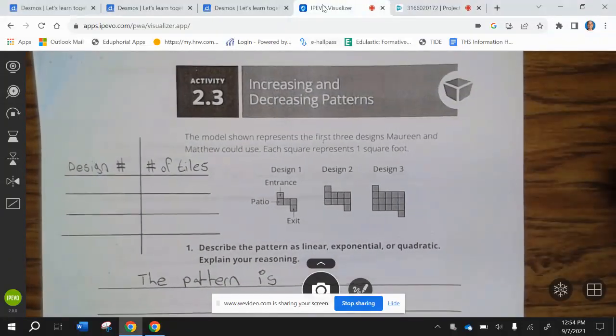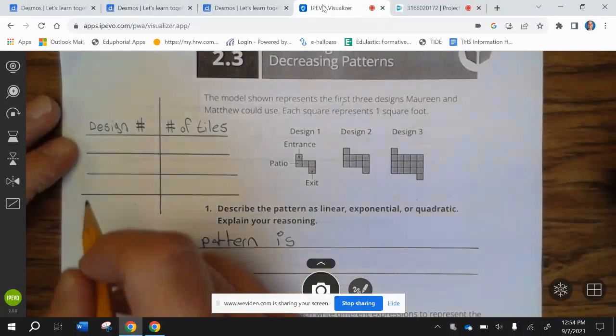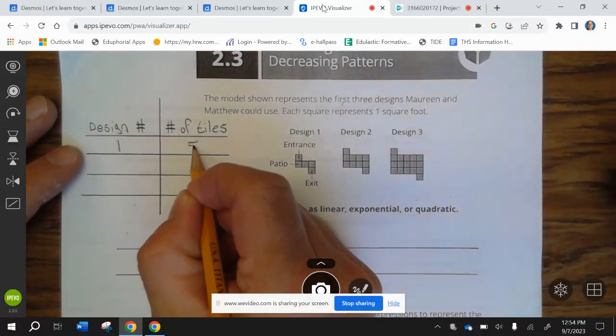Okay, we're in activity 2.3, increasing and decreasing patterns. The model shown represents the first three designs Marion and Matthew could use. Each square represents 1 square foot. So we have design 1, which has 3, 4, 5 tiles.